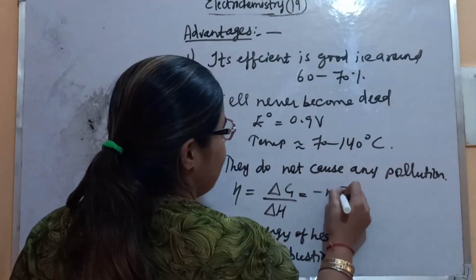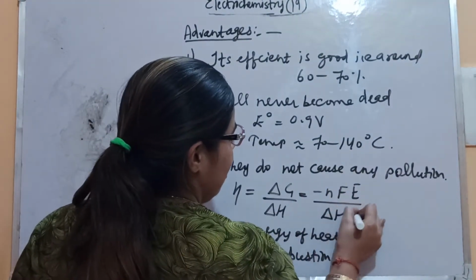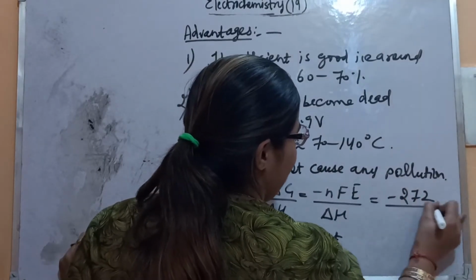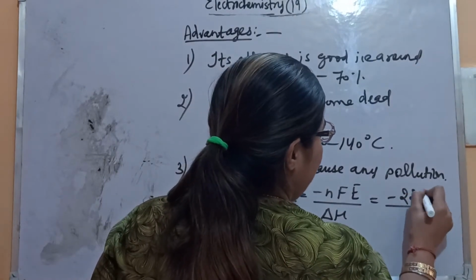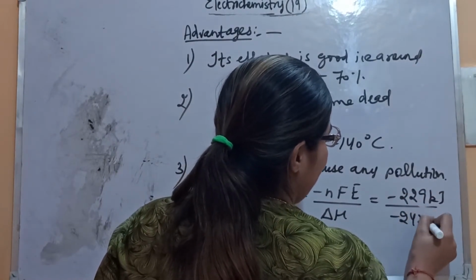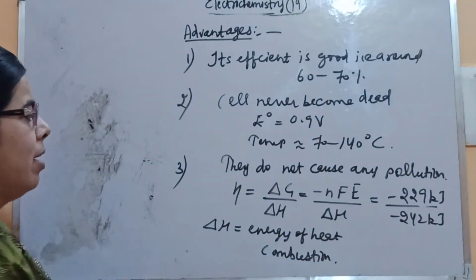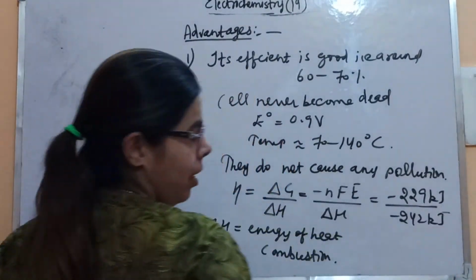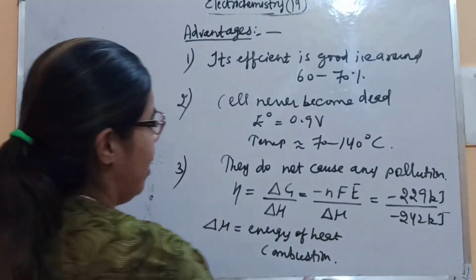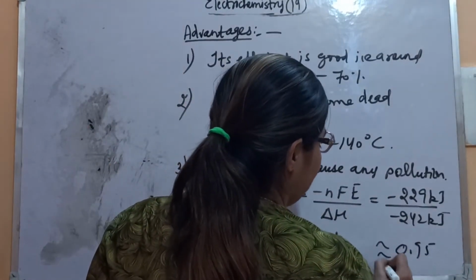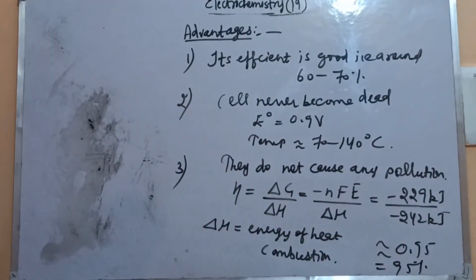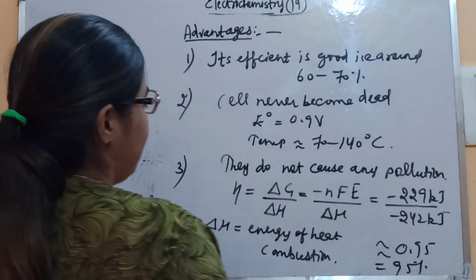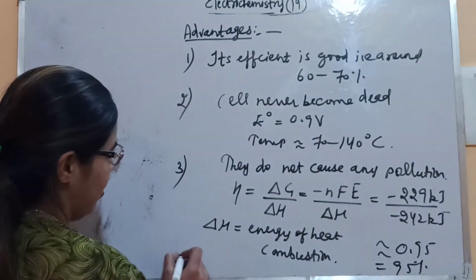Delta G, we know, is minus nF E naught cell. Delta H, its value is minus 272 divided by 229 kilojoules and minus 242 kilojoules. The process is exothermic because gases are involved. So the final answer here is 0.95 approx, that is 95% thermodynamic efficiency. According to thermodynamics, its efficiency is 95%.